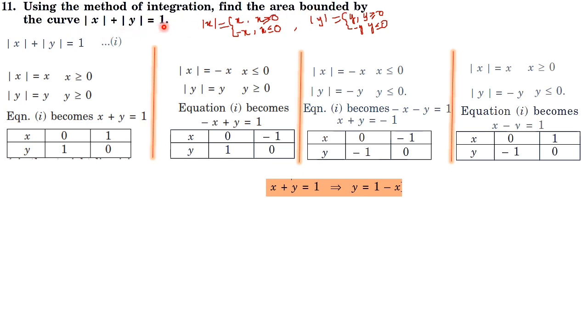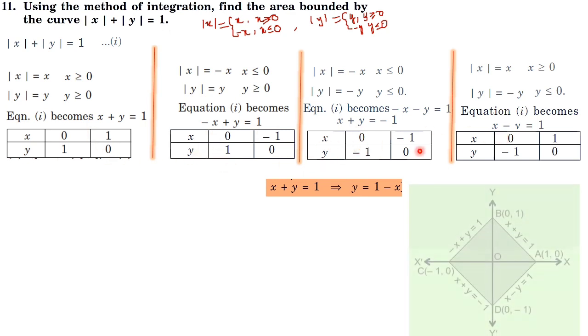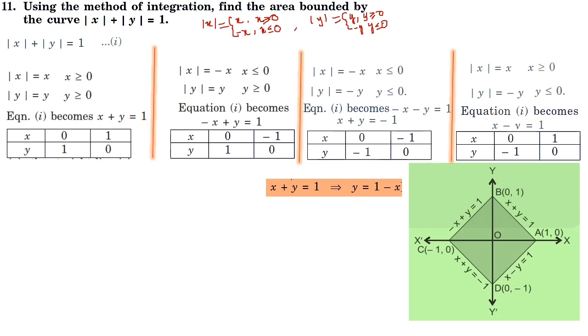Area bounded by these means we need to draw 4 straight lines, and find the area bounded by these 4 straight lines. So the area comes this way. First one is x plus y equal to 1. How do we plot it? 0, 1 means this is the point B.